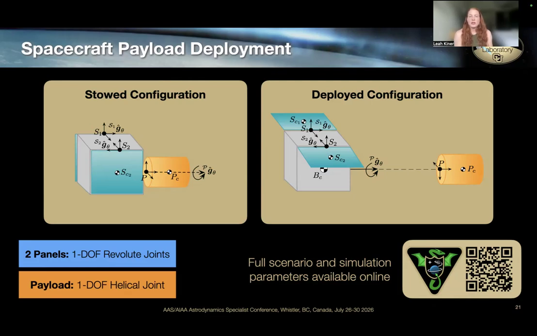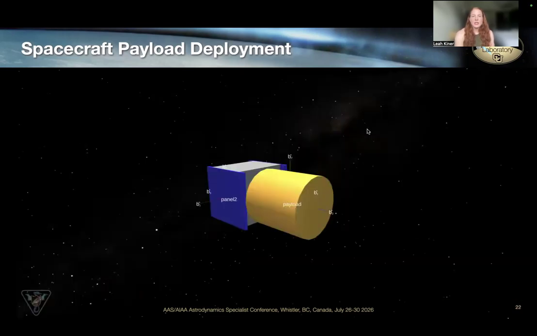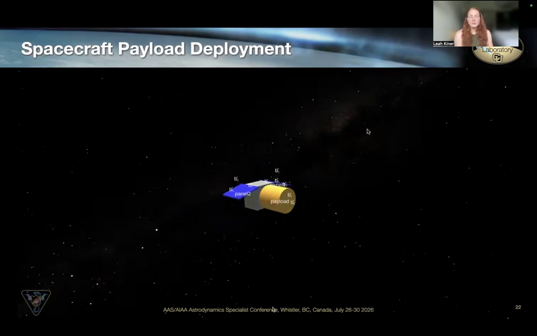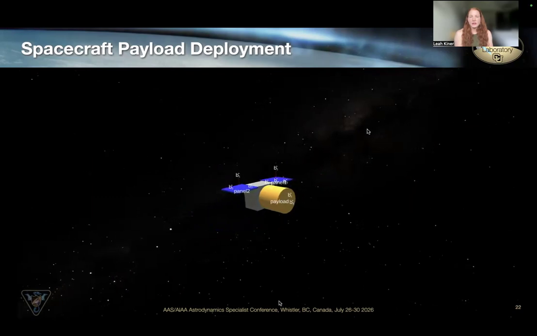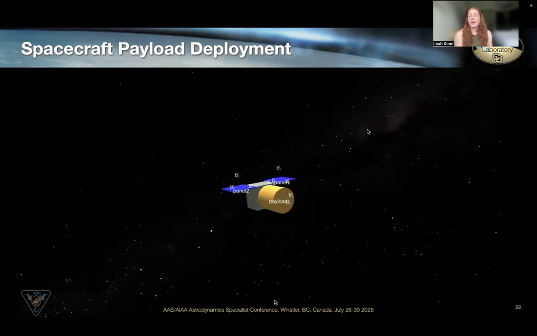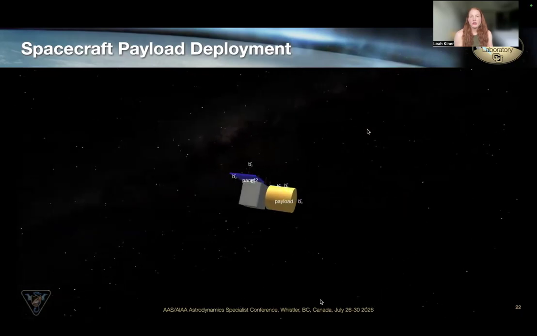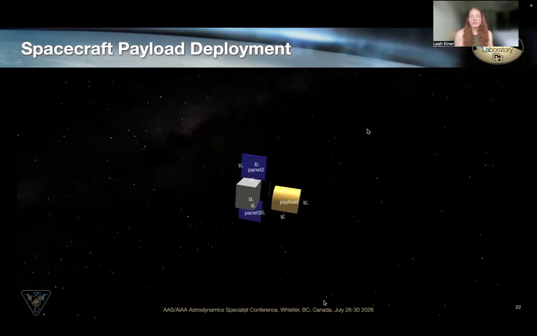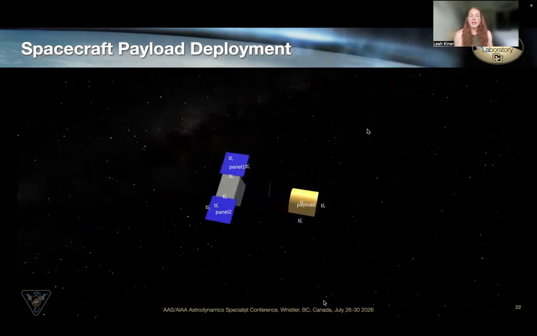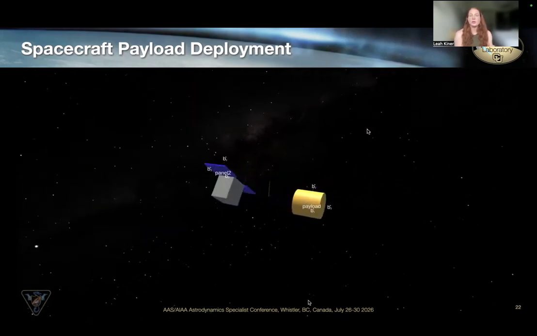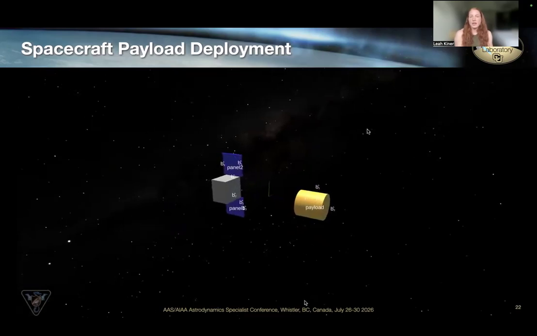So the full scenario and simulation parameters are available online. So here's just a video of this deployment here. So we can see that first each of the panels rotates upwards to deploy by 90 degrees, followed by the payload afterwards, and we're using a bang-bang control to actuate all of these components. And we can see that to conserve the angular momentum of the system, the spacecraft rotates and translates inertially to compensate for the motion of this payload here.